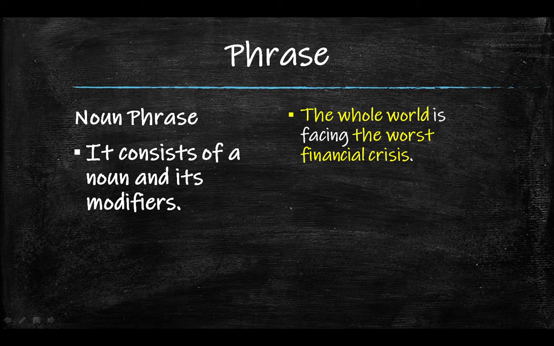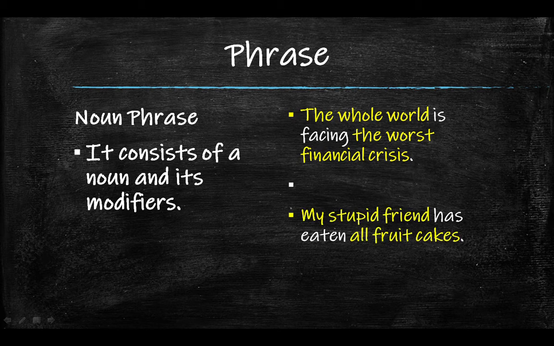When I say man, it's a noun, but when I say a man, it becomes a noun phrase. Car is a noun, but the car is a noun phrase. So a green tree is a noun phrase. My house is a noun phrase. There are so many examples. Let's have more examples. My stupid friend has eaten all fruit cakes.